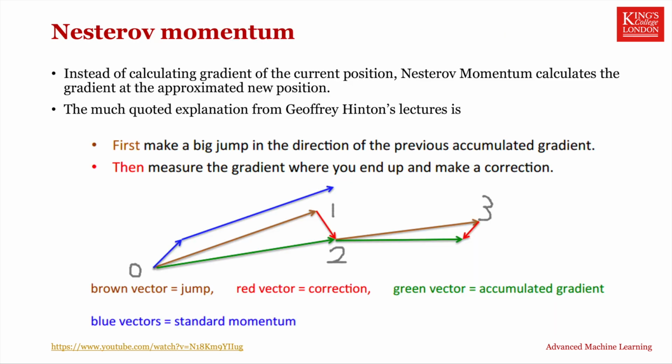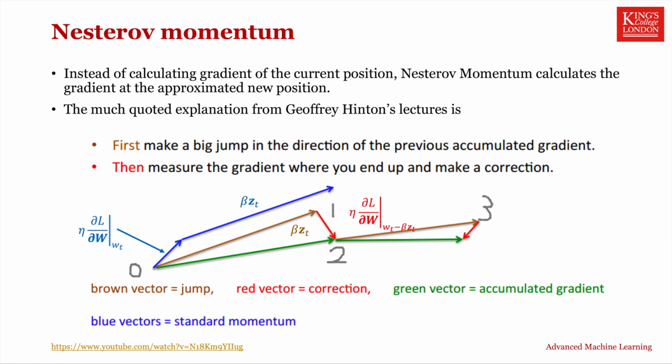So now we're comfortable with vanilla momentum, let's consider Nesterov momentum. So the idea here is rather than calculating the gradient of the current position, we can instead attempt to forecast what our optimization will need to do going forward by instead calculating the gradient at an approximated new position. Where a much quoted explanation from Geoffrey Hinton's Coursera course on this topic is the following.